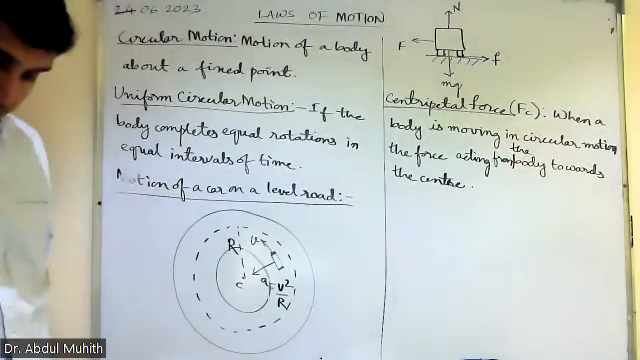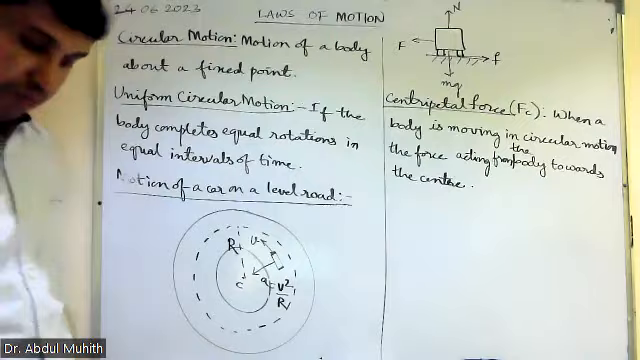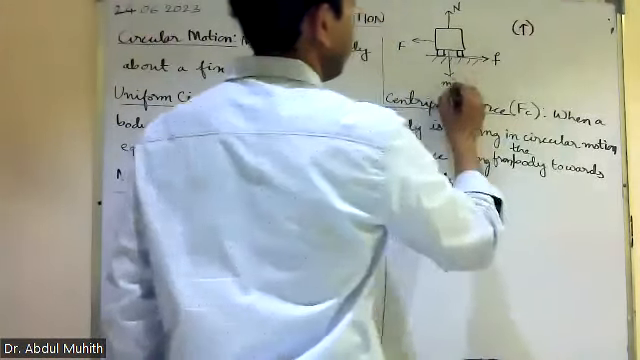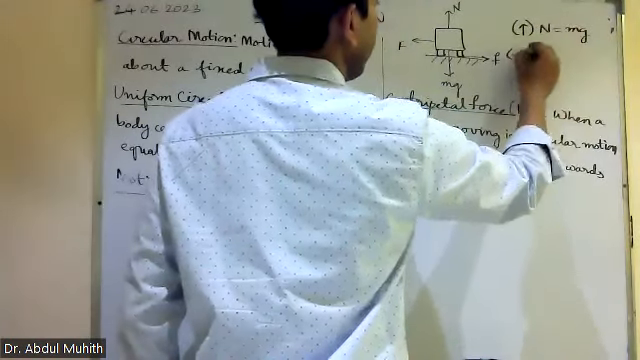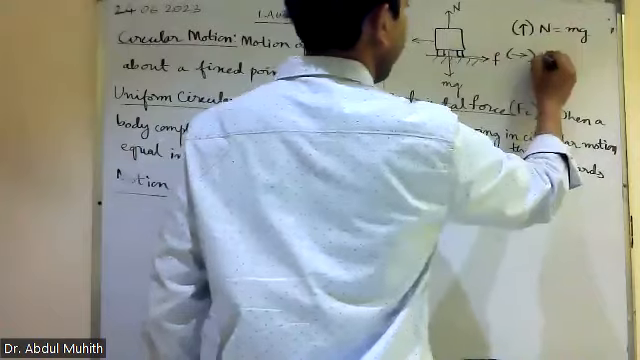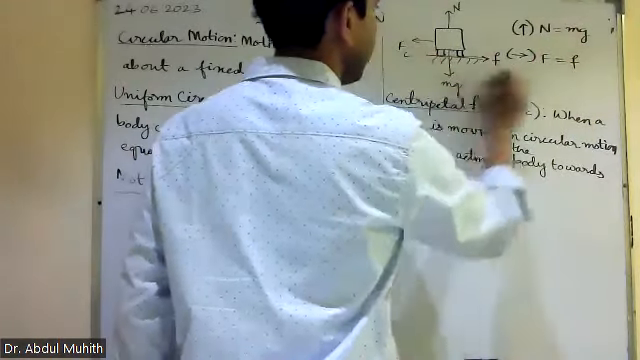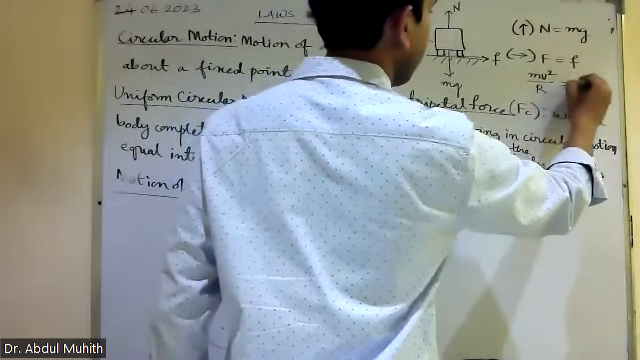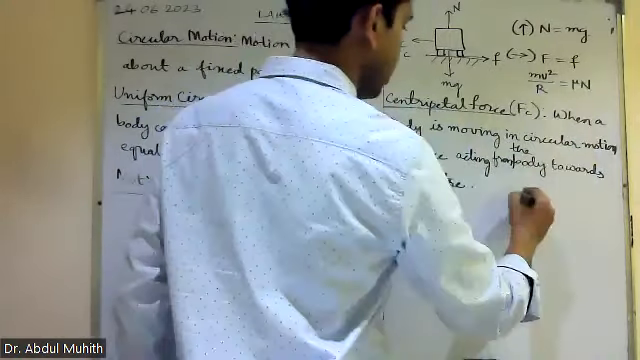Now, what are the two forces? See, in the free body diagram, we have upward force and downward force. For the vertical forces, N equal to mg, normal reaction equal to weight. For the horizontal forces, both should be equal: F equal to small f. But what is F? This is Fc, which is mv square by r. And small f is mu times of n.